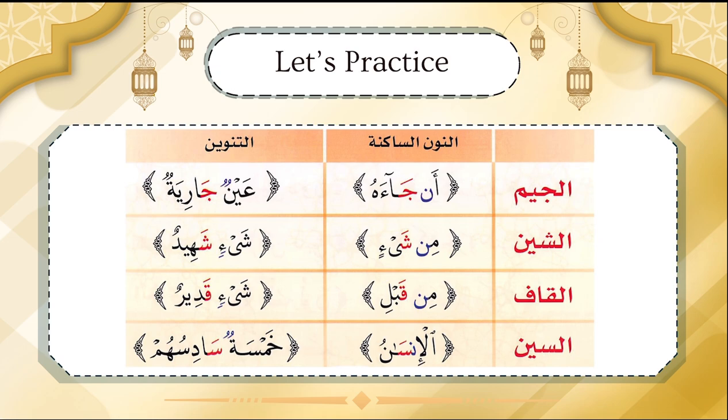Let's go to sheen. Min shay. Min shay. Shay', shahid, al-insan. This is one of the easiest ones to go for in terms of the next origin of articulation, because the sheen is just so easy to go for. You can easily go from ins, and you rest your mouth in the location of the sheen. Insan. Your teeth are kind of touching already, basically. Khamsa, sadisuhum.